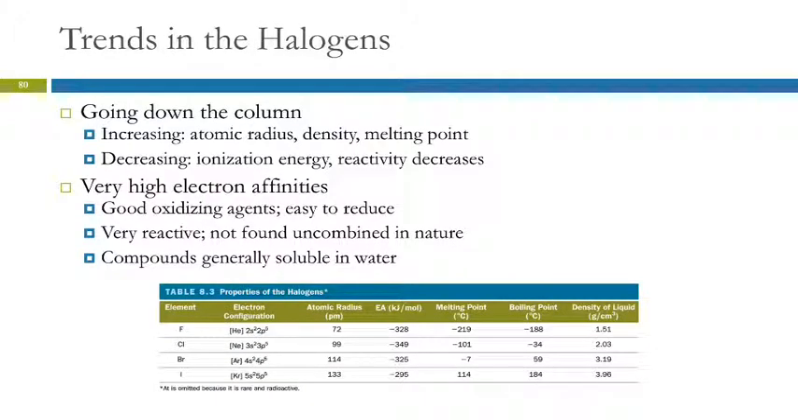Trends in the halogens, as we're going down, same as the others: increasing atomic radius, density, and melting point. Ionization energy decreases, reactivity decreases. These have very high electron affinities because they prefer to gain an electron. They're good oxidizing agents because they're easy to reduce. These are also very reactive and generally not found uncombined in nature, and their compounds are also very soluble in water.